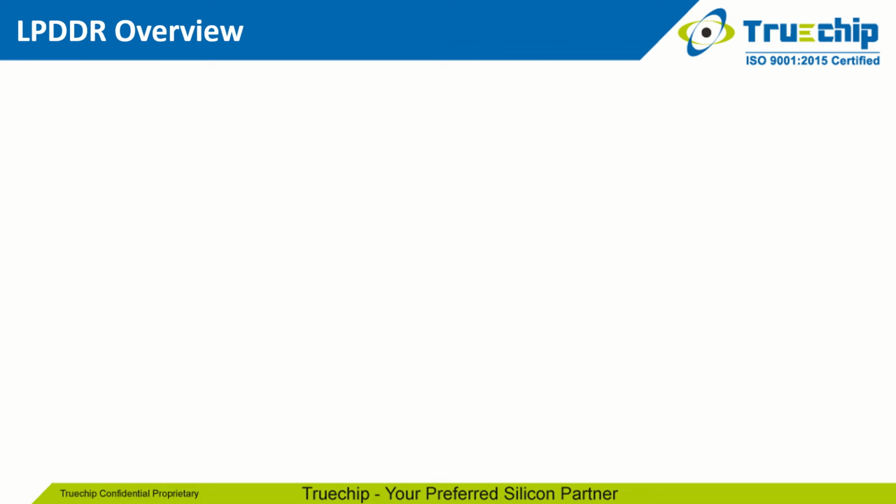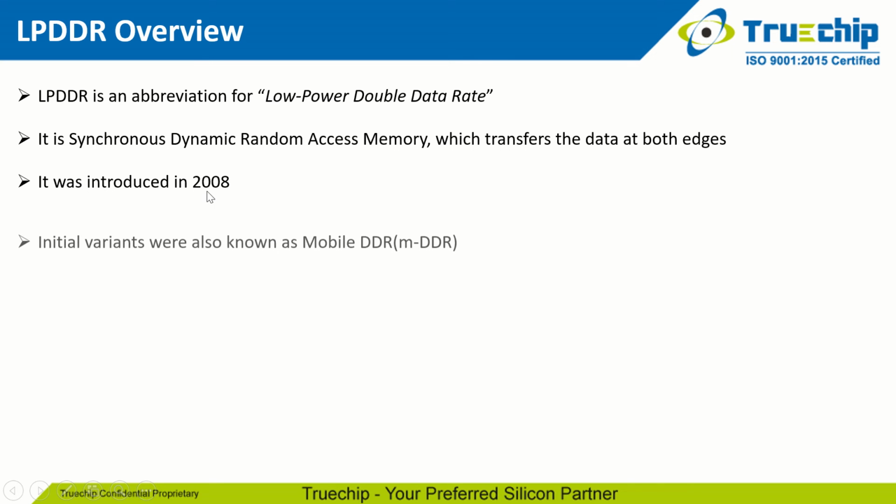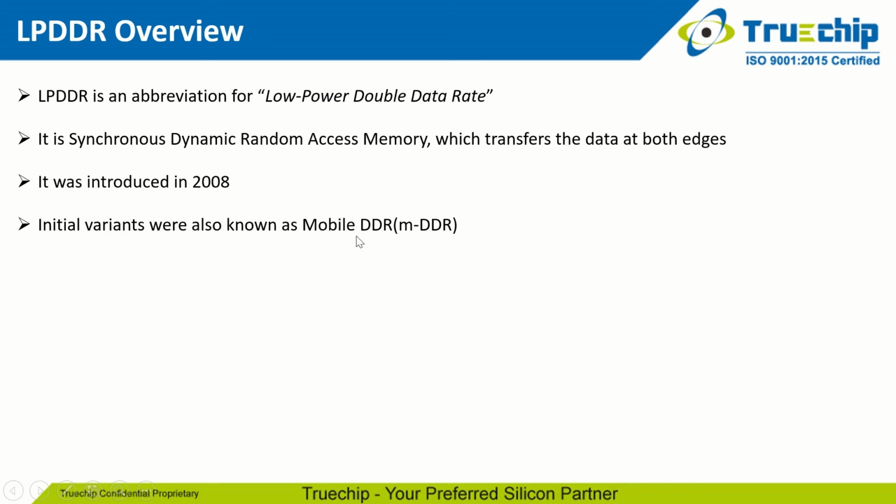So let's start with a brief overview of LPDDR. LPDDR stands for low power double data rate. So basically it's a synchronous dynamic random access memory, also called SDRAM, which transfers the data on both edges, which makes it even faster than the normal SDRAM devices. LPDDR came into the picture in 2008, which was the first version of LPDDR, mainly targeting the mobile industry, and was also called mobile DDR or MDDR.